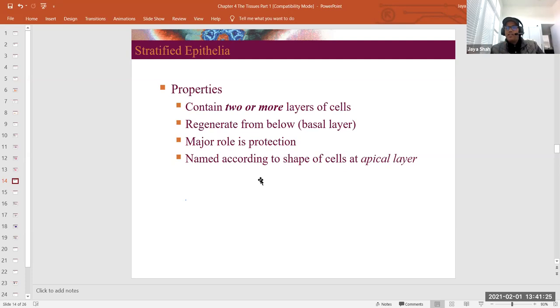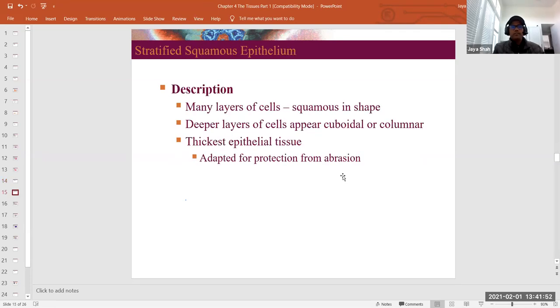But what is the second name, like a stratified columnar? If they are multiple layers and the outer layer is columnar, then we call them stratified columnar. If there are multiple layers and the outermost layer is cuboidal, then we call it stratified cuboidal. Okay, so they are named according to the shape of the cells at the apical layer. Clear?